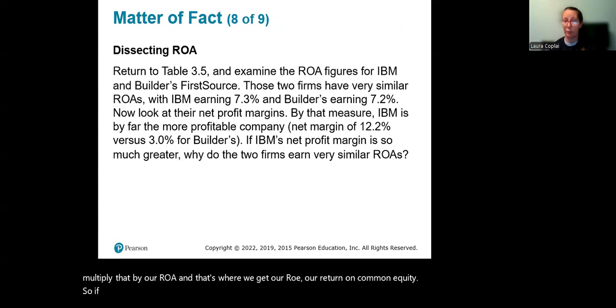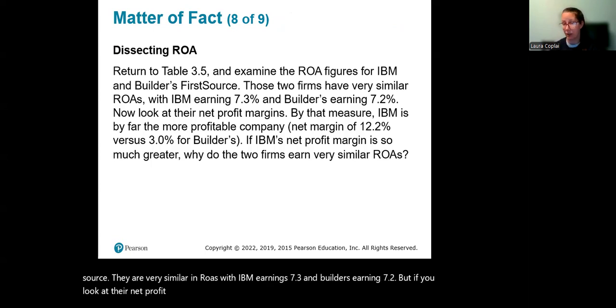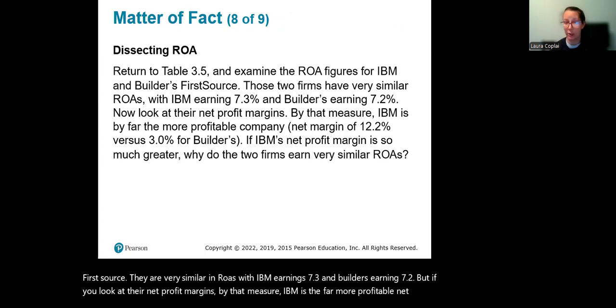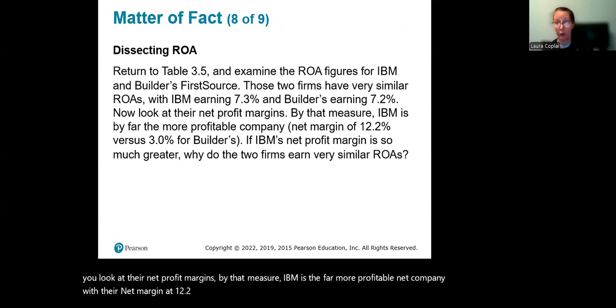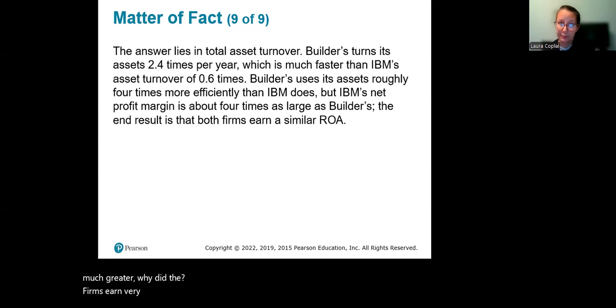So if we look at table 3.5 again, we're going to look at the ROA figures for IBM and Builders FirstSource. They are very similar in ROAs, with IBM earning 7.3 and Builders earning 7.2. But if you look at their net profit margins, by that measure, IBM is the far more profitable company, with their net margin at 12.2% versus the 3.0% for Builders.